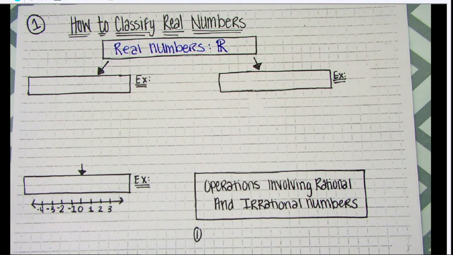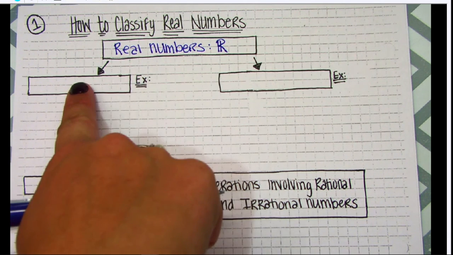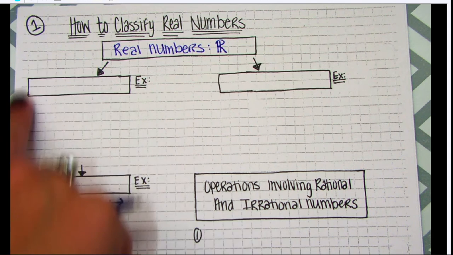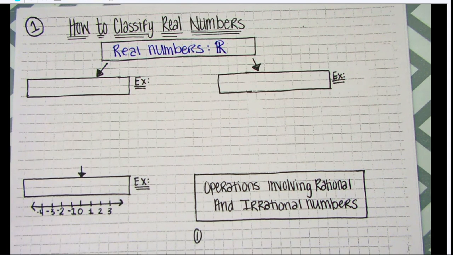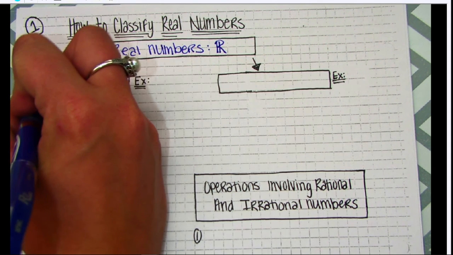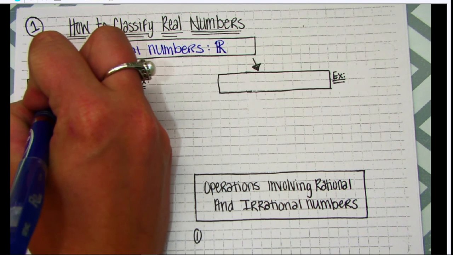Real numbers. How are real numbers broken up? Into whole numbers, right? Whole is in here, but it's not next. The subgroup of real numbers is either this or this. Rational and irrational. Which one has more subgroups, rational or irrational? Rational. So rational goes here.